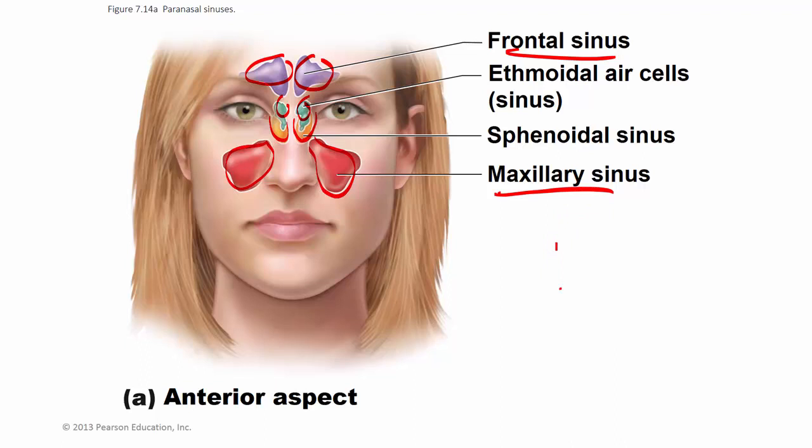So again, usually if I'm going to test you on the sinuses, instead of it being on a bone picture, it'll be on a diagram more like this. So you'll need to be able to identify the maxillary, sphenoidal, ethmoid, and frontal sinuses using an image.